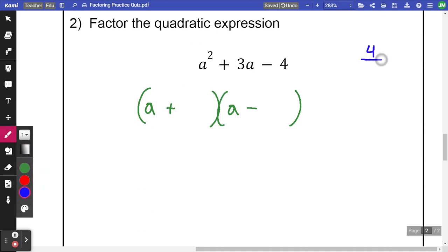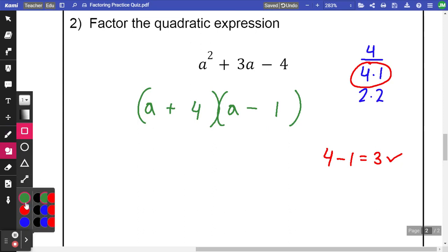Factors of 4 include 4 times 1 and 2 times 2. In order to subtract to get 3, we need to make one of these factors equal to a negative, and out of these two scenarios, this is going to be the one that subtracts to get 3. If we make 4 positive and make the 1 negative, then that is equal to positive 3. Check. Alright, so A plus 4 times A minus 1 will be my answer.